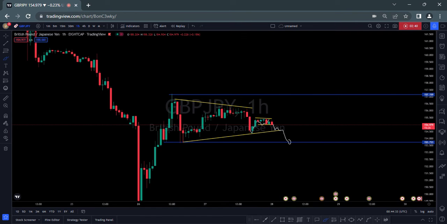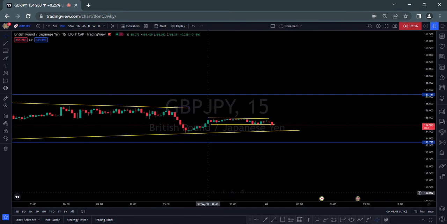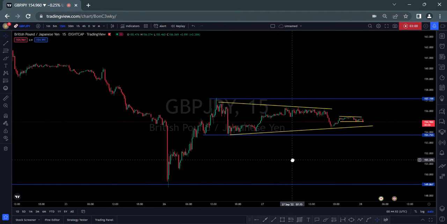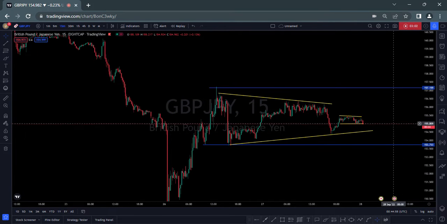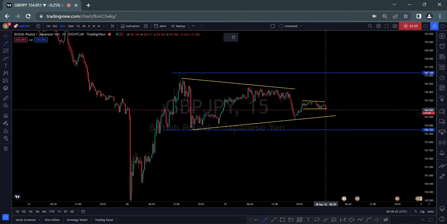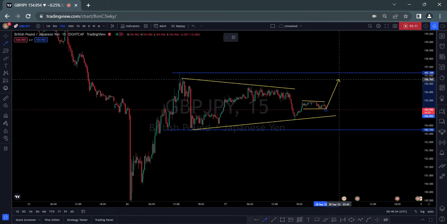Or we might just see its continuation from this correction. Let me show you guys fast. Let's dive into the 15 minutes to see what is happening. So here is the 15 minutes. I even see a continuation of this correction to the upside.